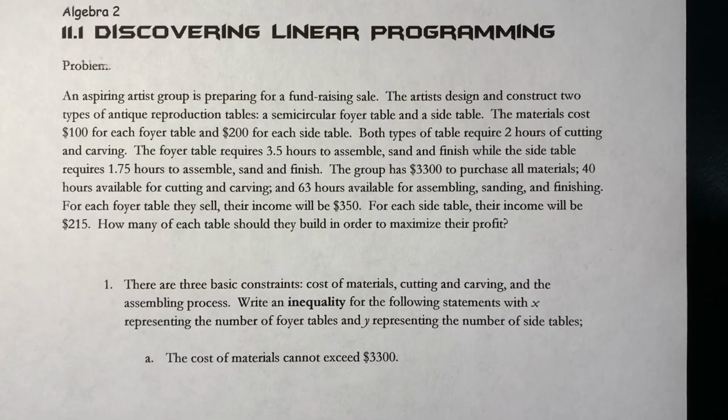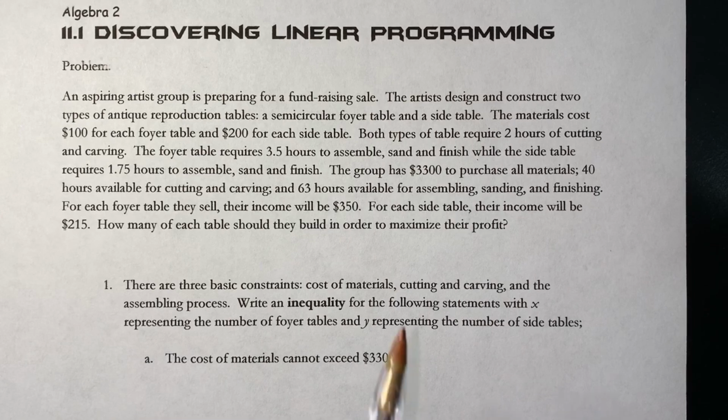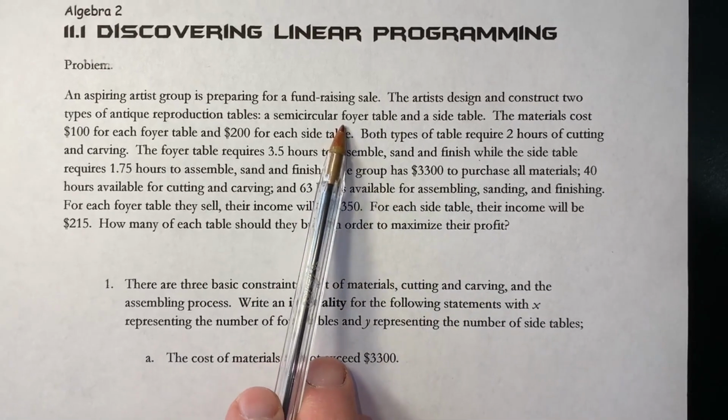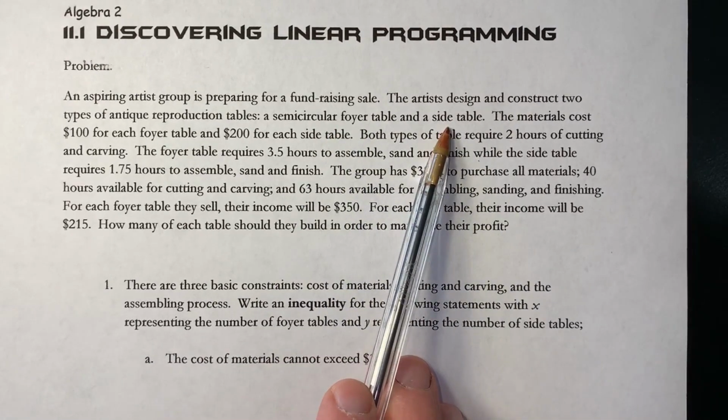Hey guys, today we are going to talk about linear programming. So here's our problem. An aspiring artist group is preparing for a fundraising sale. They're going to construct two different types of antique reproduction tables. One of them is a semicircular foyer table. The other is a side table.